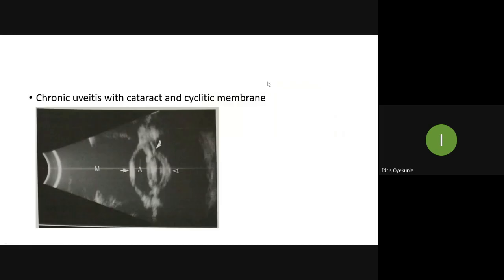In patients with chronic uveitis with cataract and cyclitic membranes, this is what an immersion technique B-scan of the eye will look like. This is the cornea, the anterior chamber, and this is also the lens here. And here you can see a membrane. So this is not a zone or anything. This is a cyclitic membrane here.